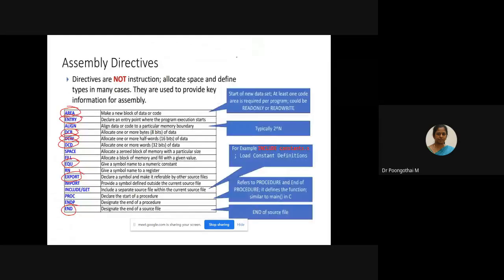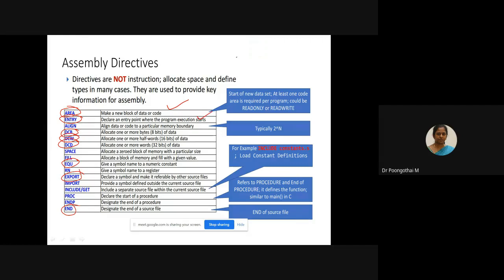In this table, you can see some of the assembler directives are highlighted. These are the assembler directives which we are going to use in our lab. The first one is AREA. This is used to make a new block of data or code. ENTRY declares an entry point where the program execution starts.